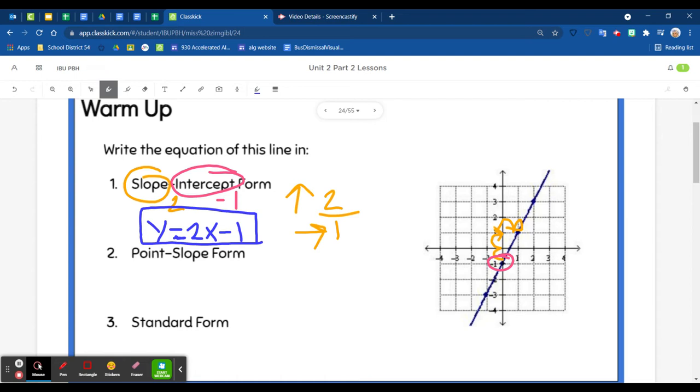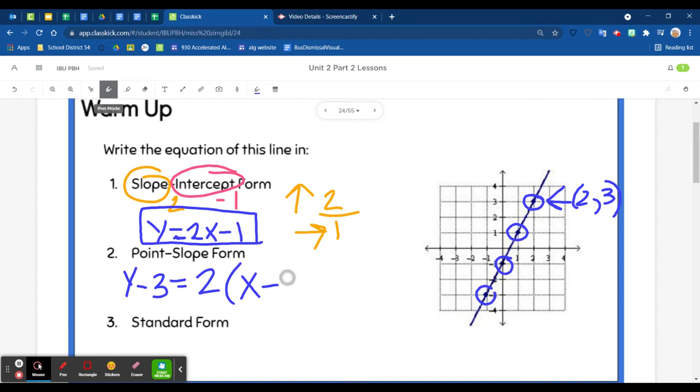The next form that we have is point-slope form, and we know for this I need a point and a slope. There are multiple points on this line, so yours could look slightly different than mine, but as long as you substituted any of these points in correctly, it should work. So let's say I chose that point right there. That point is at 2, 3. So y minus y1, y minus 3, equals m, which we just found in our last one to be 2, times x minus x1, which would be 2. So that would be the equation using that point. Y minus 3 equals 2 times x minus 2.